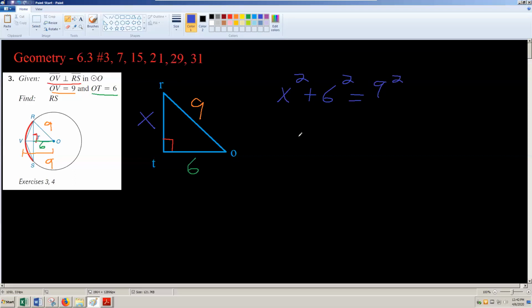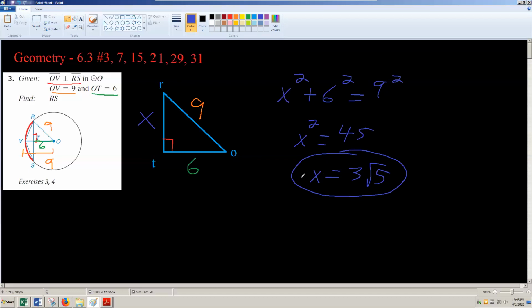I do some math, so I get X squared is equal to 81 minus 36, which gets us 45. Then I get my X value, and it would be plus or minus, but since we have a length here, it can only be positive. So I'm going to simplify this to 3 root 5. Square root, factor out a 3, only keep the positive one. That's the value for X.